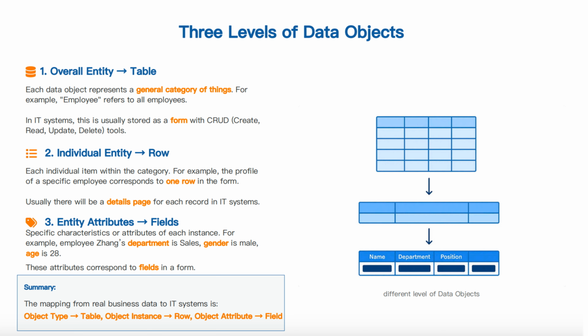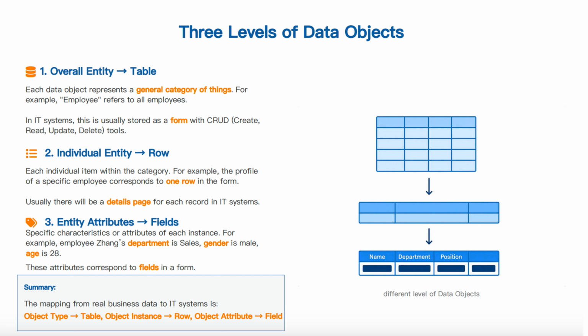Let's delve deeper and explore the three levels of data objects. The first level is called the overall entity, which represents a general category of things, corresponding to the form in the application. For example, the employee data object refers to the overall set of all employee information, which is typically stored and managed in an application as a form. It often includes additional tool windows to facilitate adding, querying, updating, or deleting these data.